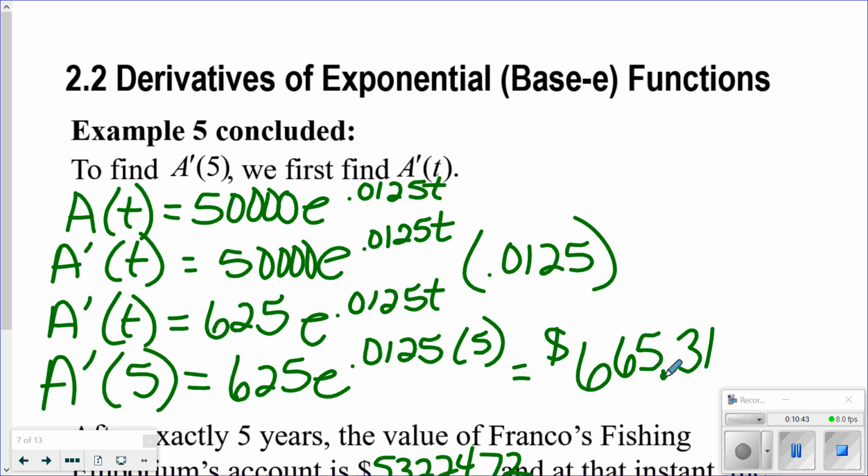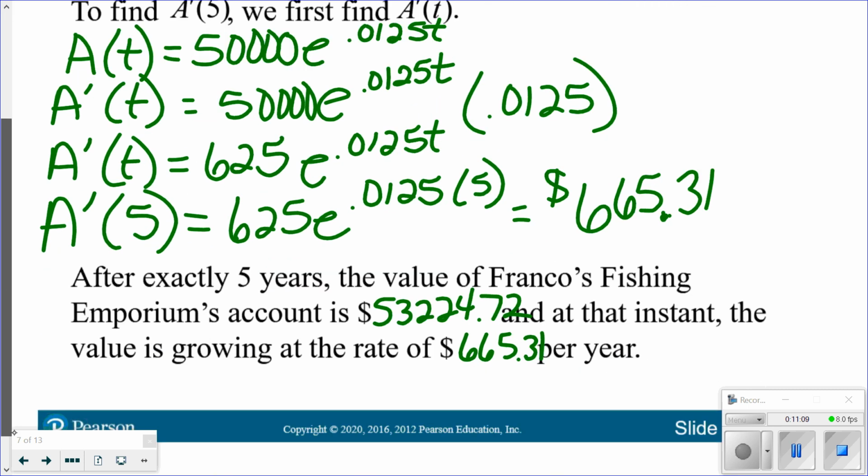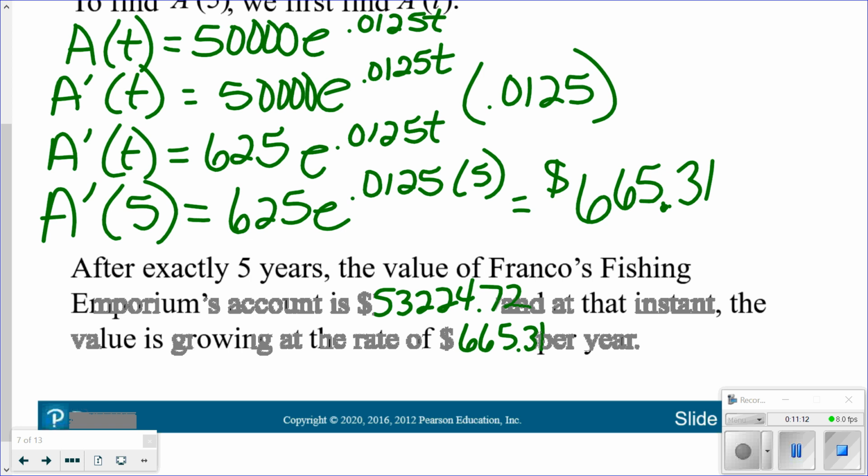Okay, so what does that tell us? We took the derivative of our amount. That first one, the amount function, gave us the total dollar value in the account at the end of 5 years. So with the second one, what the derivative is telling us is that at year 5, our balance is growing at a rate of $665.31 per year at that moment.